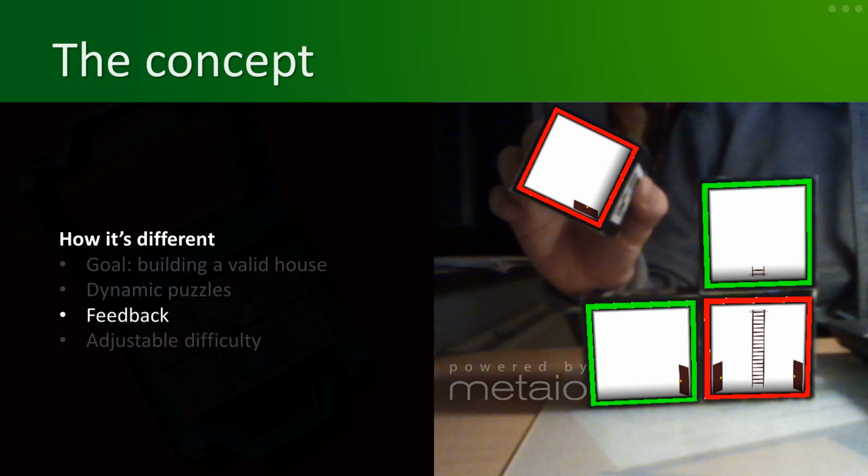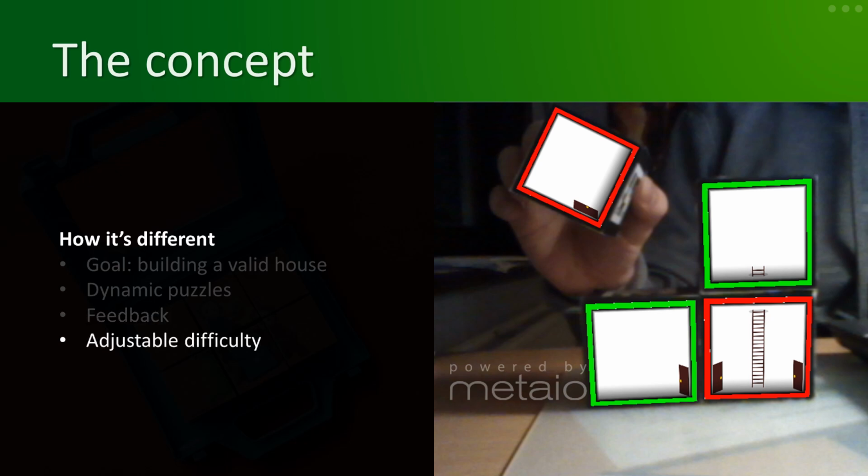Another advantage of augmented reality is that we can provide feedback about the user's progress. A green room border signals that a room complies with all building rules. A red border, on the other hand, indicates a problem.